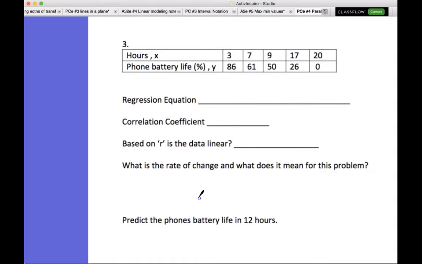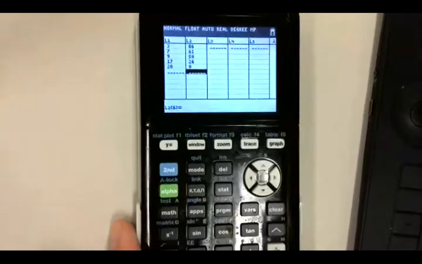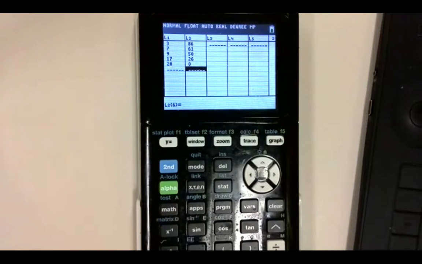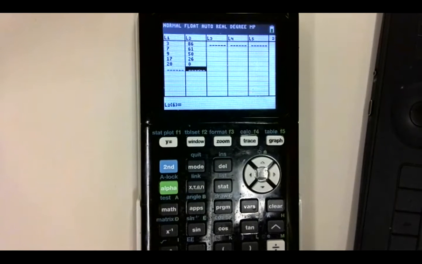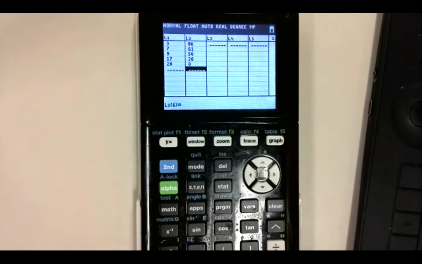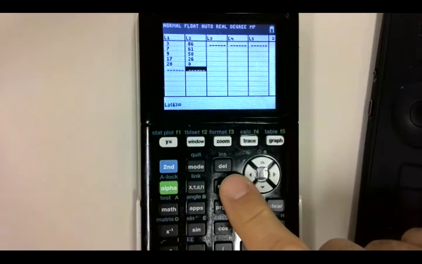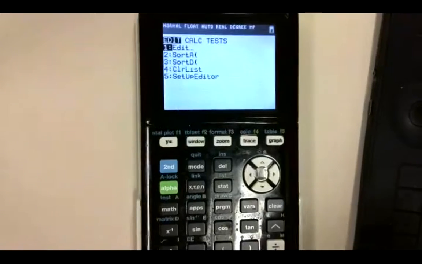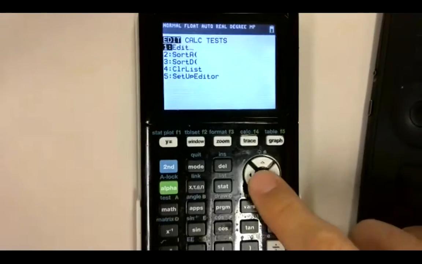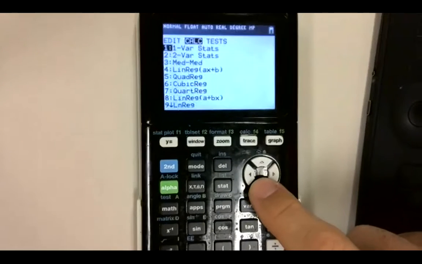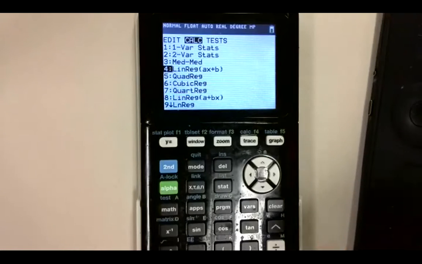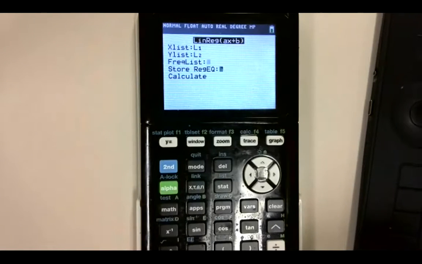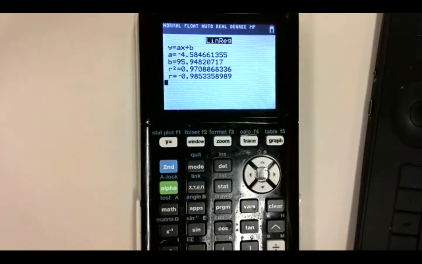Okay, so let me share my calculator. Here's what I've got. Once I have my data in, I need my equation using my stat button. That's where I enter the data. Now I need to calculate the data, and I want number 4, linear regression ax plus b. Hit enter all the way through, and there you go.